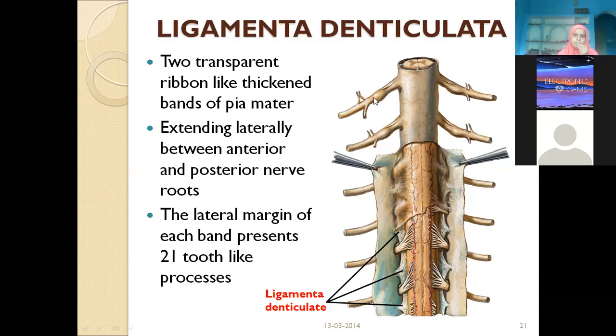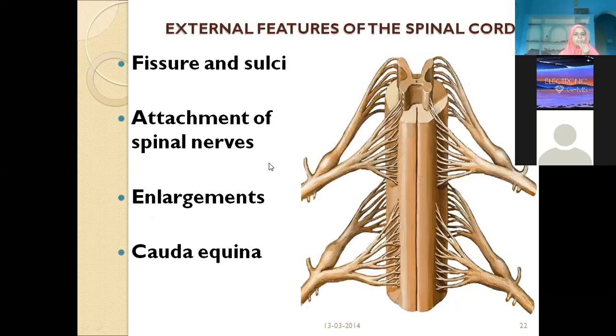See, suppose this is the spinal nerve. We have this is the posterior root and this is the anterior root. How to identify the posterior root? With the help of the dorsal root ganglion. Between these two roots, you will find these denticulate extensions, 21 such pairs we are finding on either side. You call them the ligamentum denticulatum.